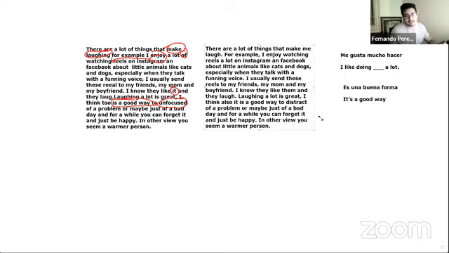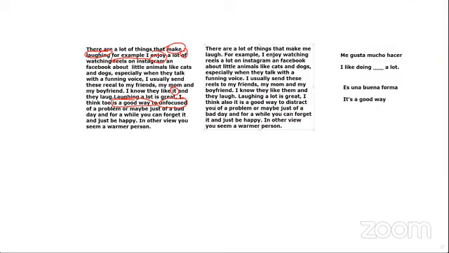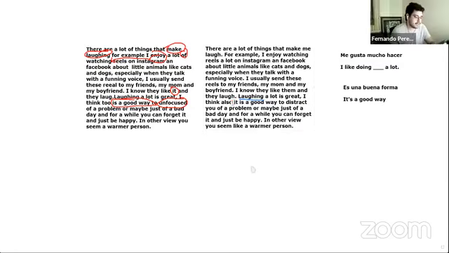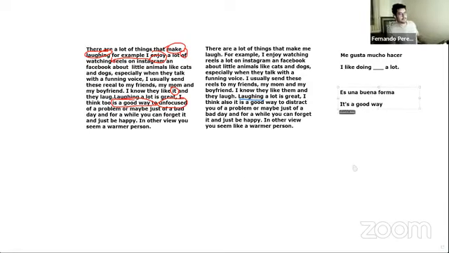But the opposite of focus is distract. Okay. Distract. But this is tricky because when you use distract, you need a person. Why? Because hashtag English. Okay. Distract you of a problem. That's the best solution in this case. Or maybe just of a bad day. And for a while you can forget it and just be happy. In other view, you seem a warmer person. You seem like you need a connection. Person. There you have it. Screenshot.